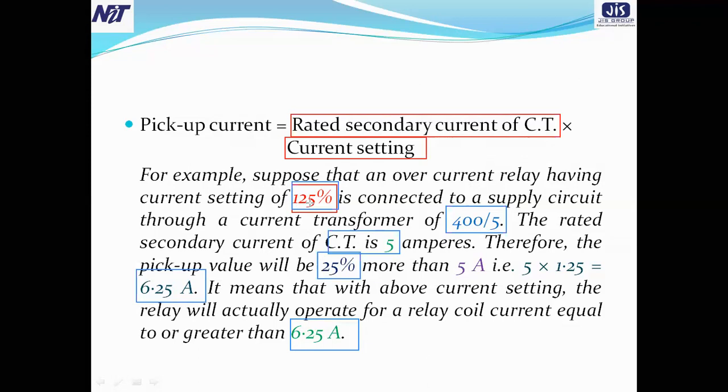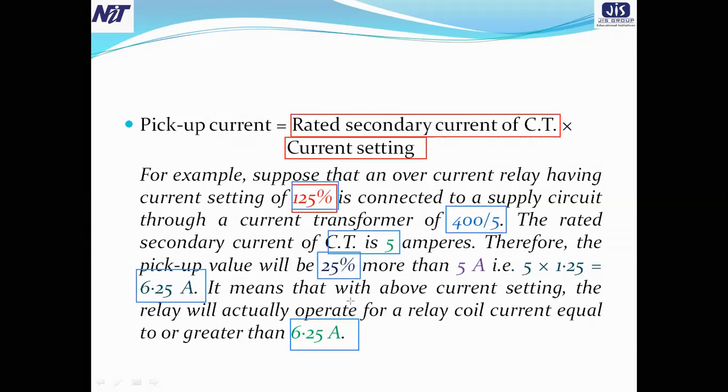The rated secondary current of the CT is 5 ampere. Therefore, the pickup value will be 25% more than 5 ampere. No problem, because we consider 125%, so it should be 25% more. So 25% more means 5 into 1.25. That means if we multiply the current setting and the secondary current, that should be 5 into 1.25. Rated secondary current is 5 and the current setting is 1.25. So finally we are getting the value 6.25 ampere.